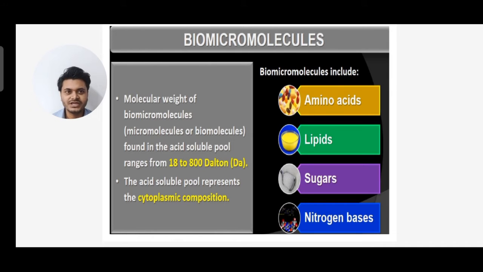So what are the different components of biomicromolecules? Amino acids, lipids, sugars, and nitrogen bases. In this video lecture we'll discuss only amino acids. One thing you have to understand: those with molecular weight ranging from 18 to 800 Dalton are called biomicromolecules.